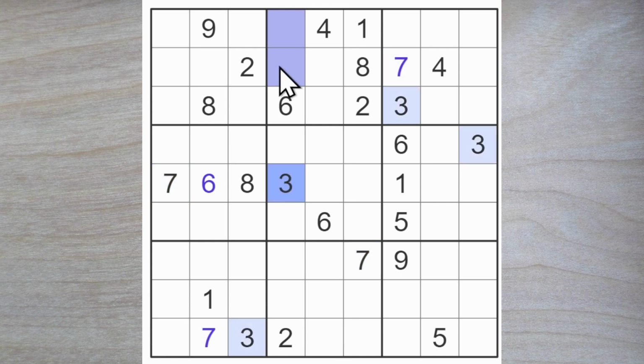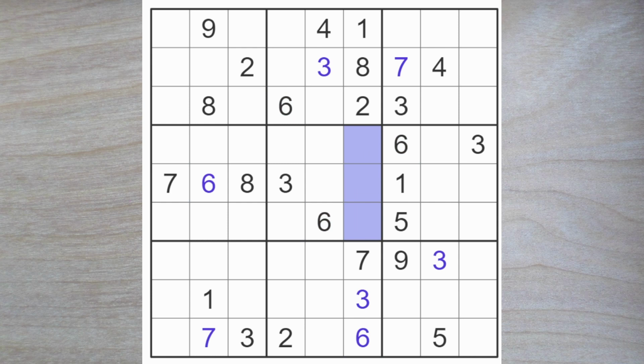This 3 blocks here. This 3 blocks here. So here's a 3. We have 2 3s blocking down and a 3 blocking across. So here's another 3, and we can place a 3 here as well because these 3s block across and this 3 blocks down. So here's a 3. 6 blocks here. Therefore, we have a 6 for column 6 in this cell.